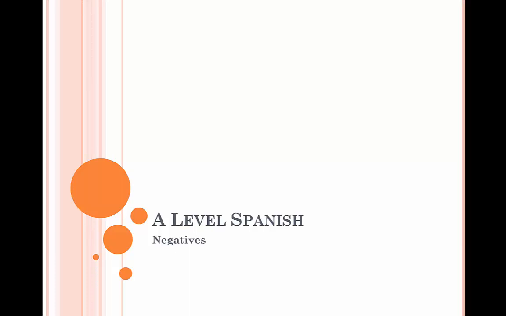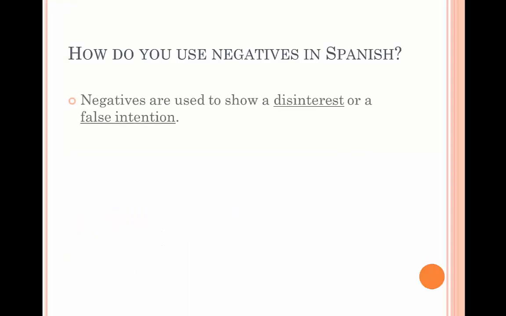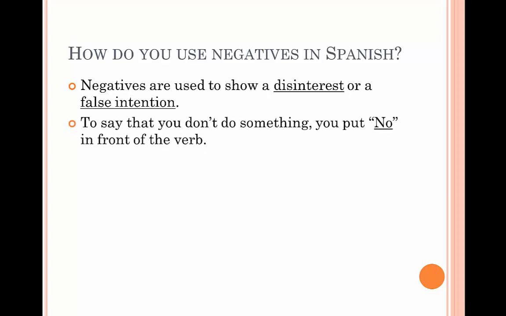Today we're going to be looking at negatives. How do we use negatives in Spanish? Negatives are used to show a disinterest or false intention in a sentence. To say that we don't want to do something or show this disinterest, we just put no in front of a verb. For example, no quiero, meaning I do not want to.